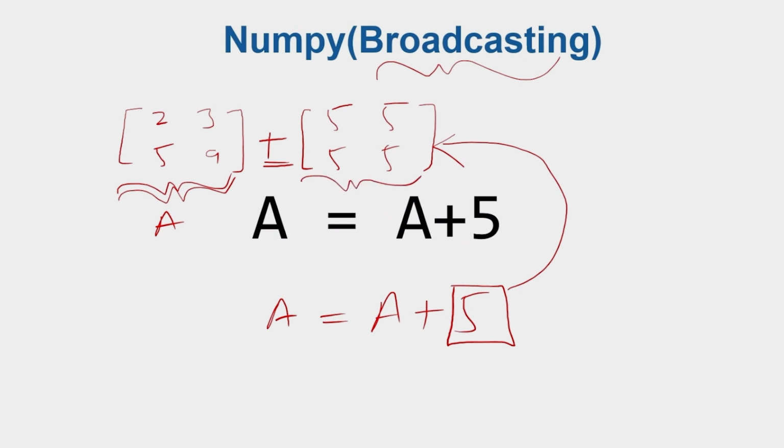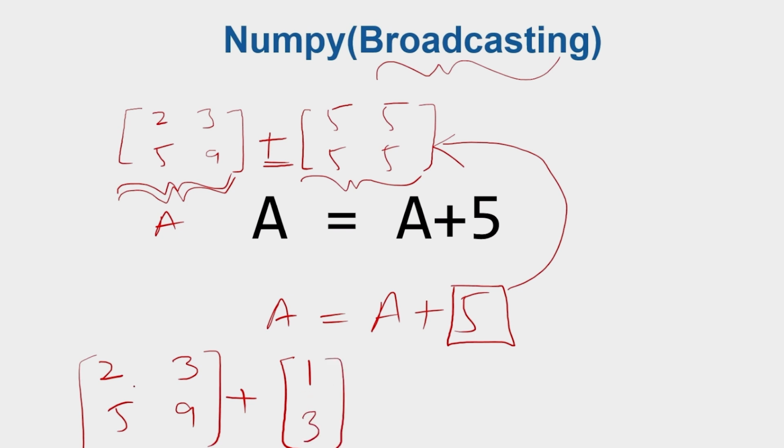And this broadcasting is not just for one scalar value. For example, if you have A like this, and you want to add a particular column, let's say 1, 3, to the first column as well as the second column, you would need this 1, 3 to be copied again to make a bigger array. Well, broadcasting allows you to just write A plus 1, 3, and it will be automatically broadcasted to match the size of the other operand.